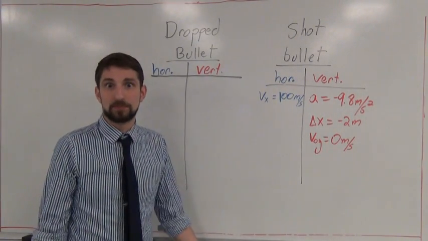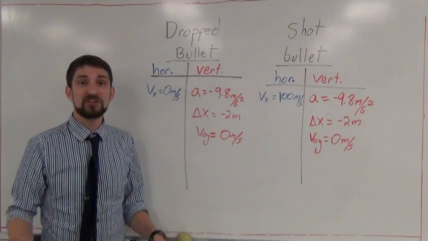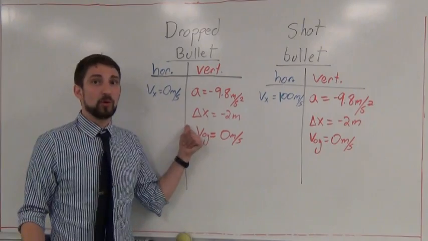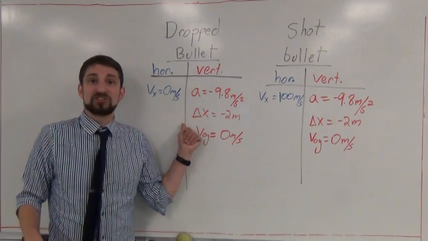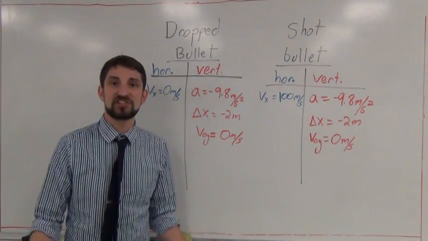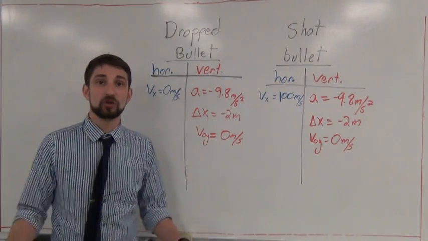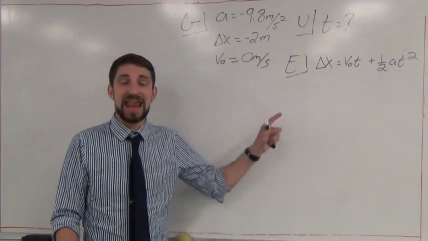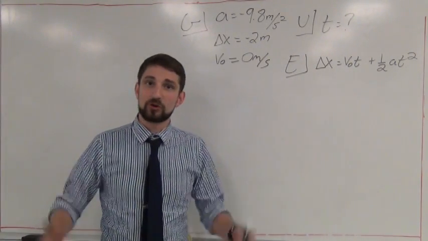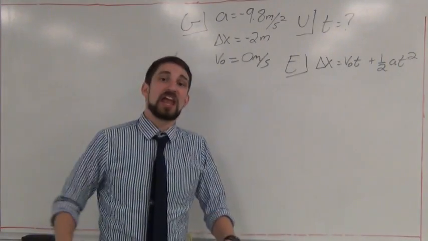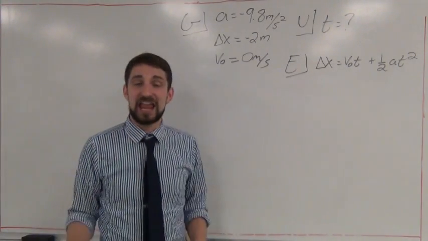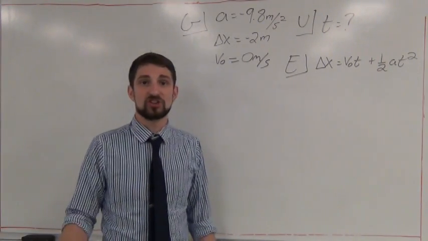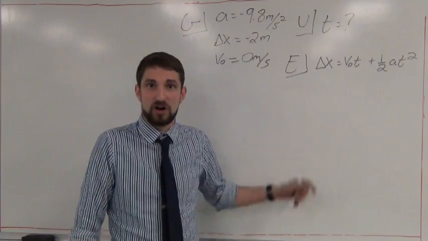Let's look at the dropped bullet. So the dropped bullet should look very similar to the shot bullet. The only difference is that the dropped bullet doesn't have any horizontal velocity. So if we're going to see which bullet hits the ground first, we have to look at their vertical motion. Both bullets have the same givens and unknowns. We're just looking at the vertical motion, and they have the same acceleration, the same displacement, and the same initial velocity, which is 0. So we can use the same equation to solve for the time it takes for the bullet to fall.